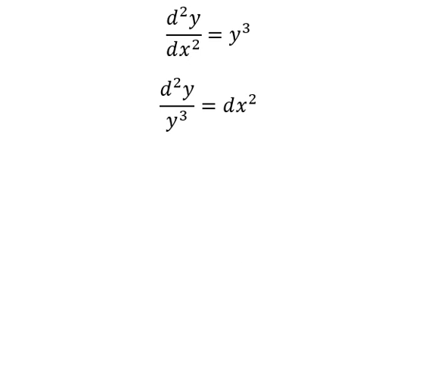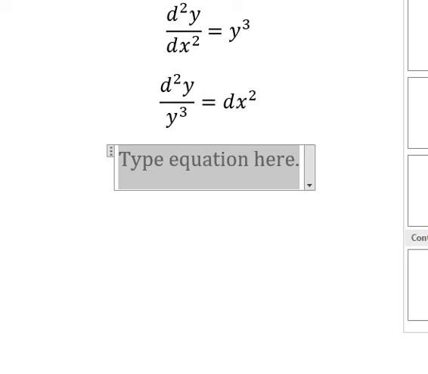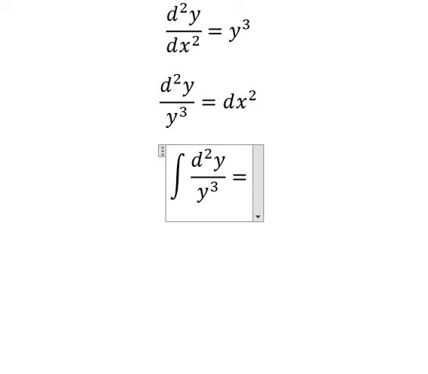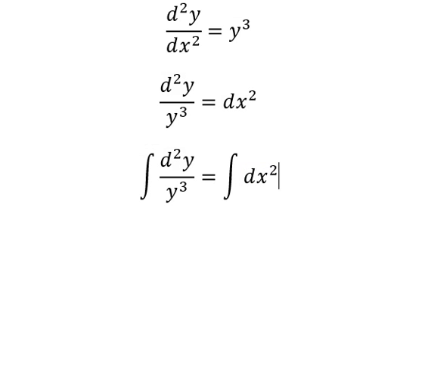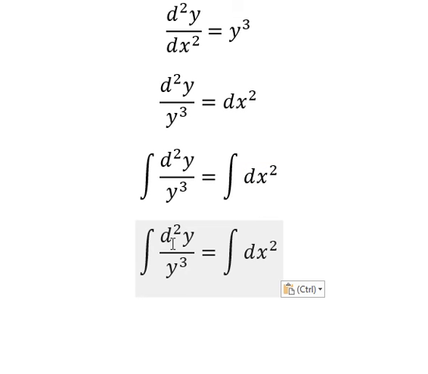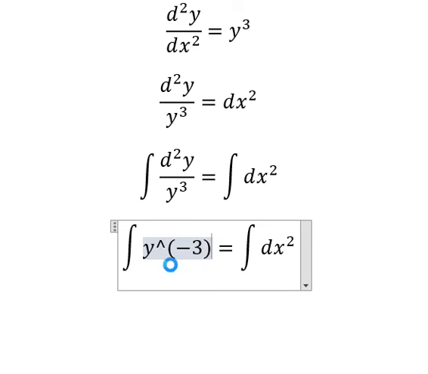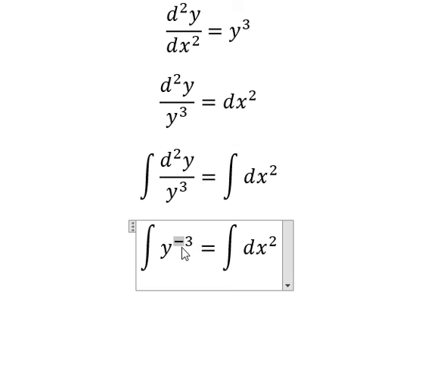Next, we put the integration for both sides. So for this one, we can put it into y to the power of negative 3, because this is about the denominator. If we want to put it into the numerator, we need to have the negative sign next to the power.